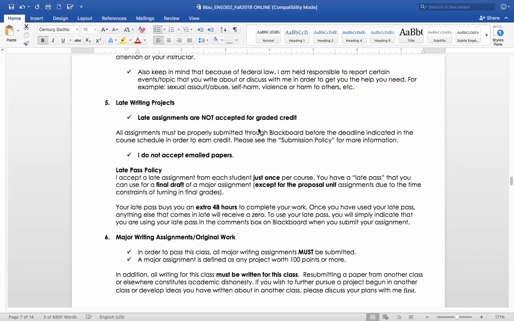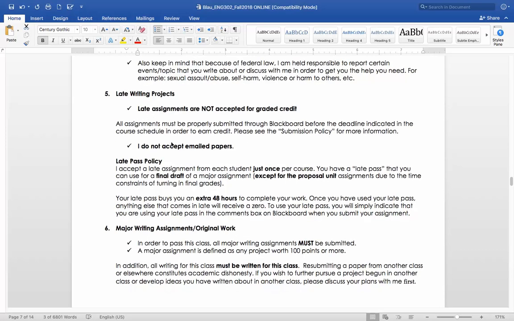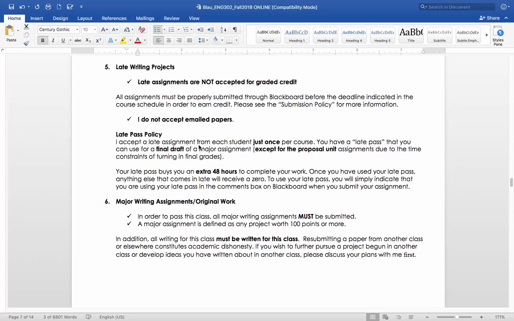You need to submit your assignments through Blackboard before the deadline indicated in the course schedule. And you can read more about that in the submission policy. I do not accept emailed papers at all. So please note that if you're like, Blackboard's broken, and you email it to me, that does not count as it getting turned in. So you'll need to make sure that you plan your time well enough to allow yourself time to submit properly.